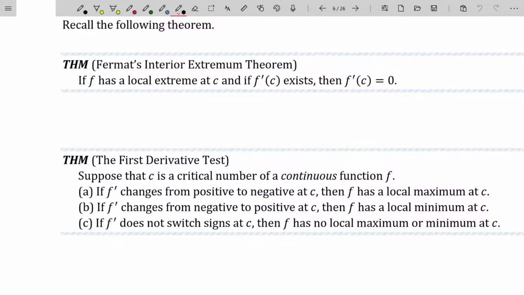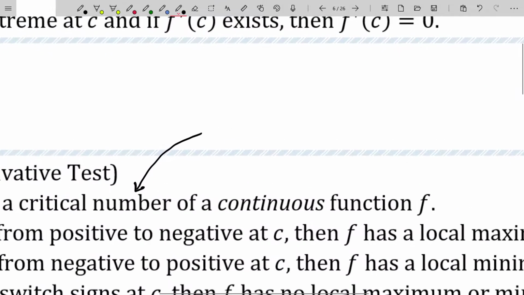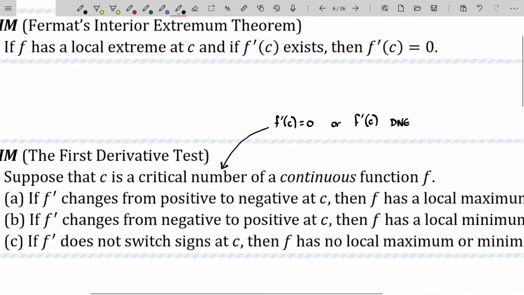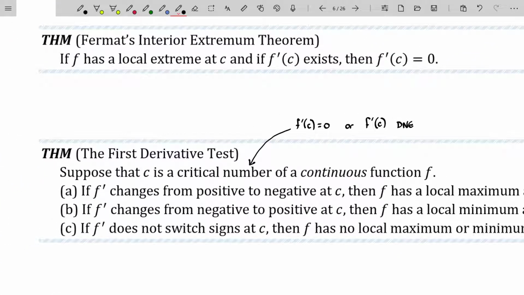The first derivative test says if we have a critical number. Now remember, a critical number is a number c such that f prime at c is equal to 0 or f prime at c does not exist. Well, I shouldn't say equals, that'd be a weird way of saying it, but just does not exist. So that's what a critical number is, just as a recall.